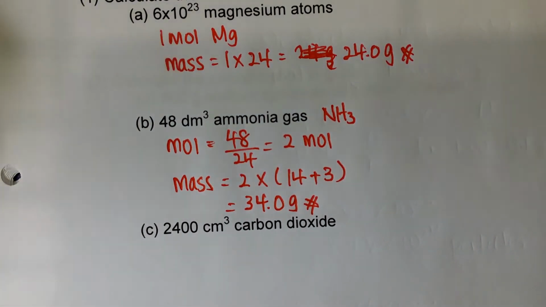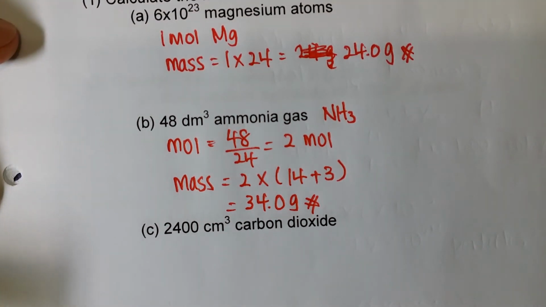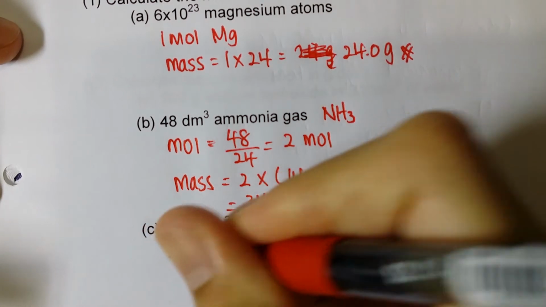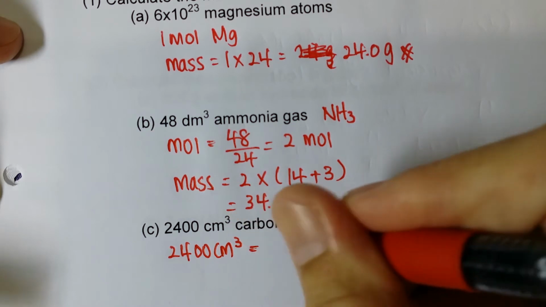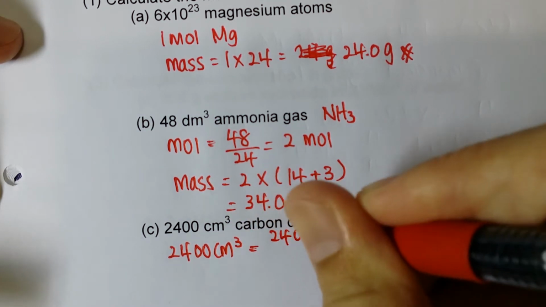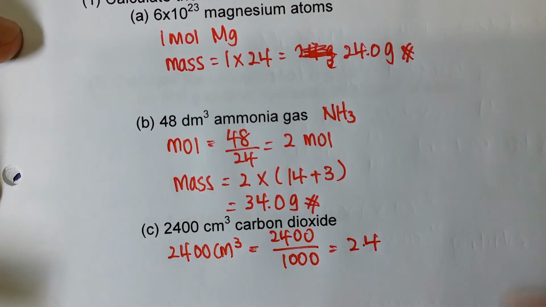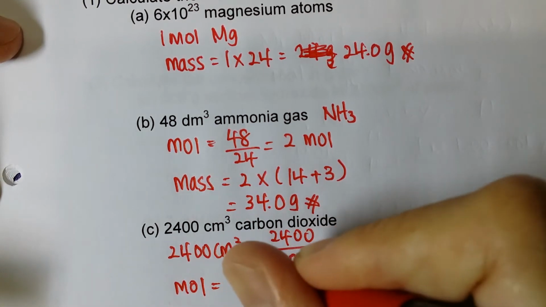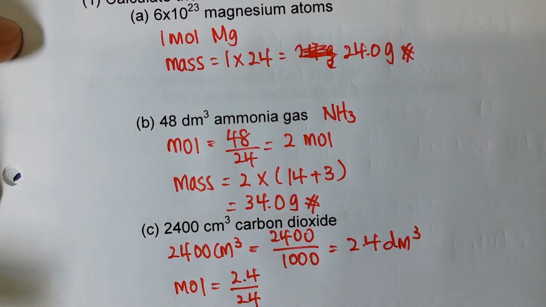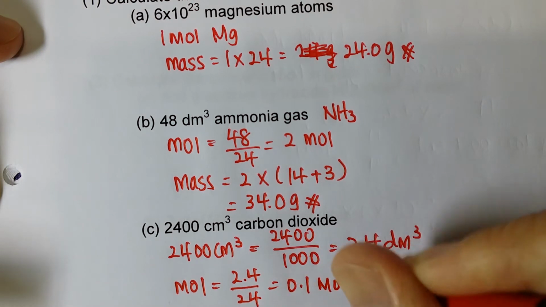How about this? 2,400 cm cube of carbon dioxide. Same thing, this is volume. So you have to find out the number of mole first. But before that, you have to change 2,400 cm cube to dm cube, which is 2,400 over 1,000, and that will give you 2.4 dm cube. And you have to find out how many mole this is. So 2.4 divided by 24, okay, that will give you 0.1 mole.